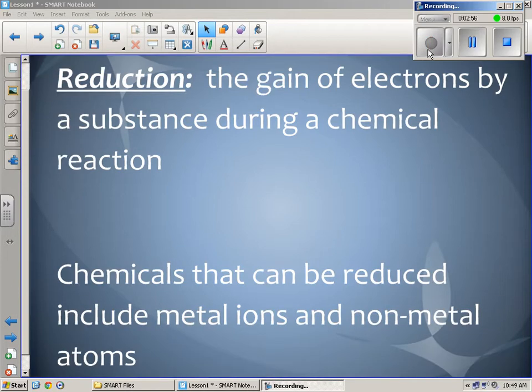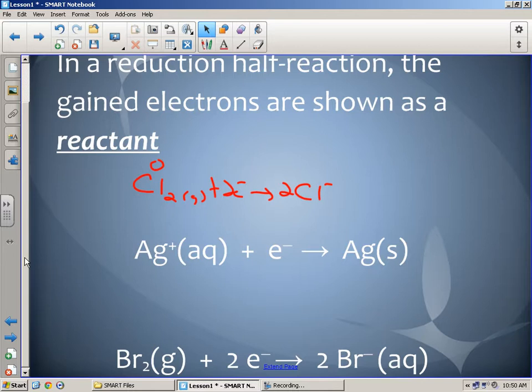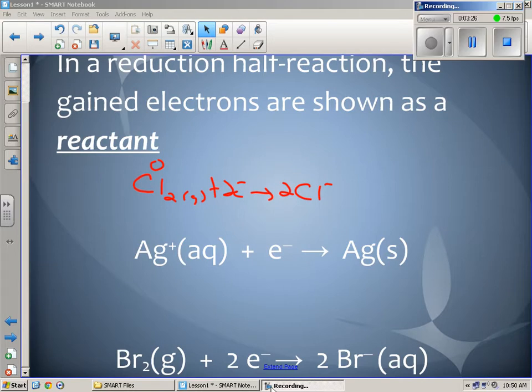I thought we were a little farther here, but reduction is the gain of electrons by a substance during a chemical reaction. Chemicals that are typically reduced include metal ions and non-metal atoms. If you think about the non-metals, they want to gain electrons to fill out their outside energy level, right? So, in a reduction half reaction, the gained electrons are shown as the reactant. And here's a few examples for you here as well. I'll just pause it for you.